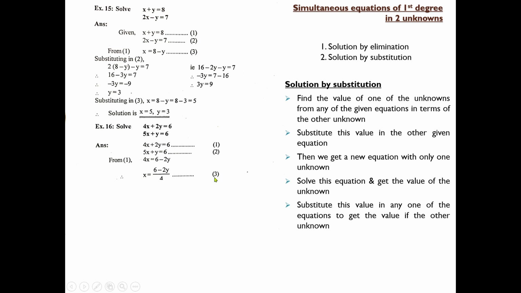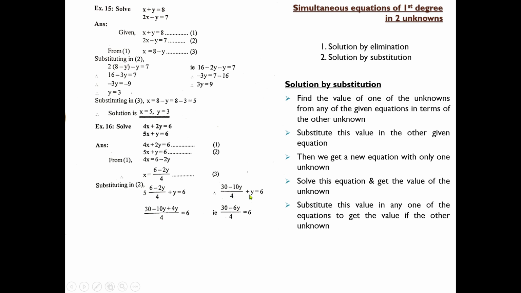Now substitute this third equation. We are assuming, let it be the third equation. Let's substitute this third equation in equation 2. So substituting in 2, you will get 5x plus y equal to 6. And we have assumed that x equal to 6 minus 2y by 4. So 5 instead of x, that is 6 minus 2y by 4 plus y equal to 6. Multiplying this 5 with the numerator, 5 into 6, 30, minus 5 into 2, 10y by 4 plus y equal to 6.